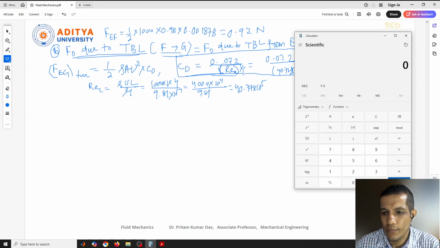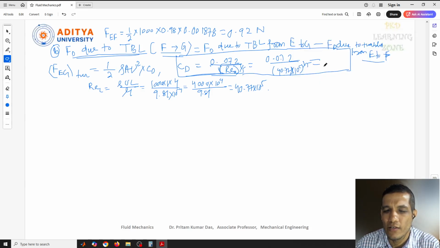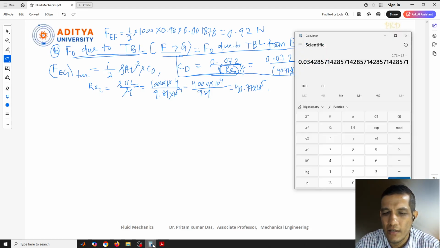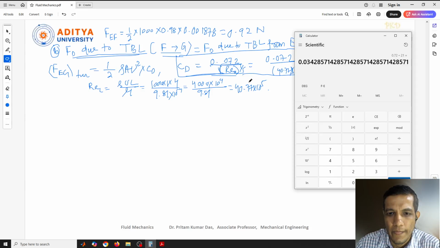So 0.072 divided by 21 directly gives 0.034. Okay, 0.3 you can consider. So finally CD equal to 0.00... let's see. Yeah, we'll get 0.00, 072 is there, and 4.7, this is 4.7 that we have done.